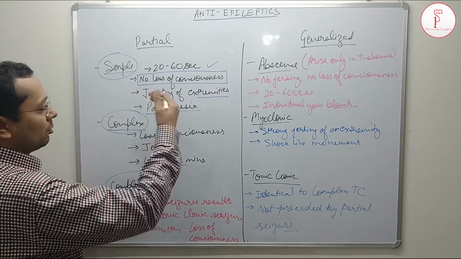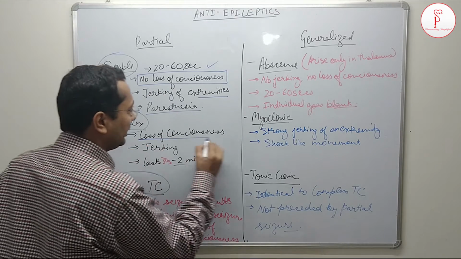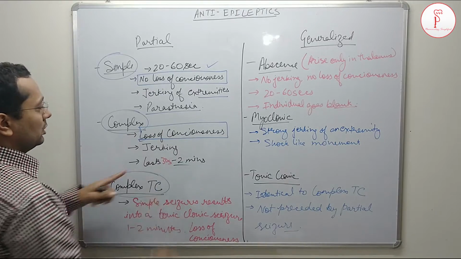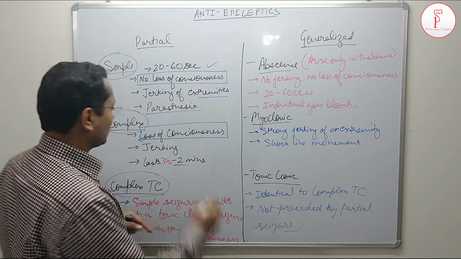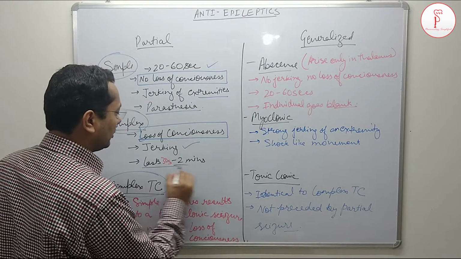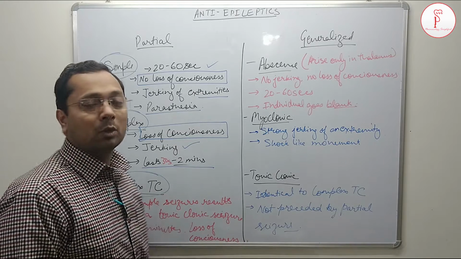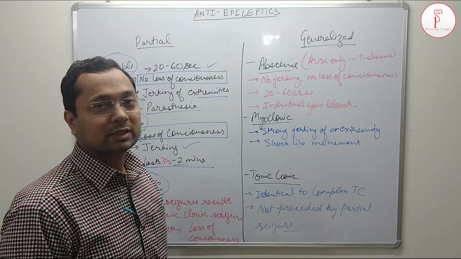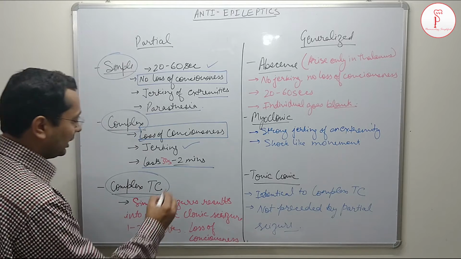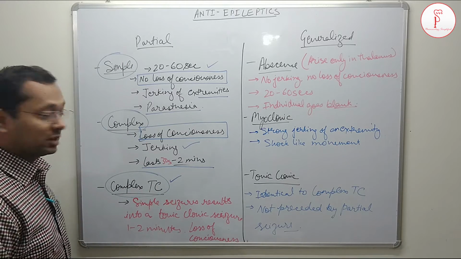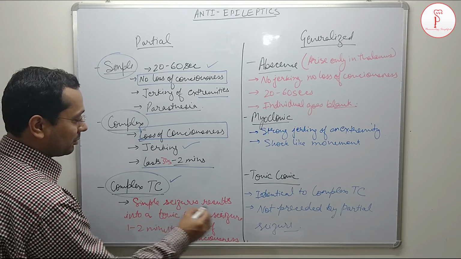In the complex seizures, the complexity will increase. It will be shown by loss of consciousness. Jerking will be there and the episode can last for 30 seconds to up to 2 minutes. And in the next one, the complex tonic-clonic seizures, what happens?